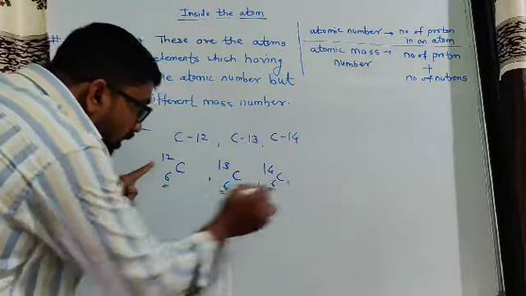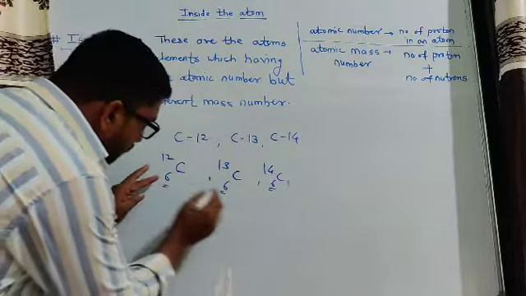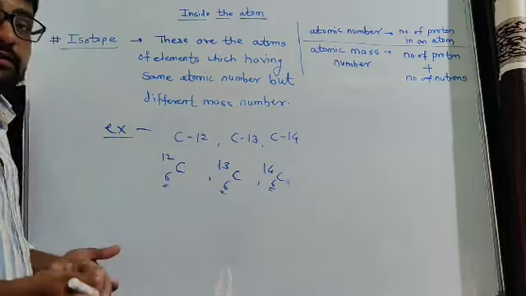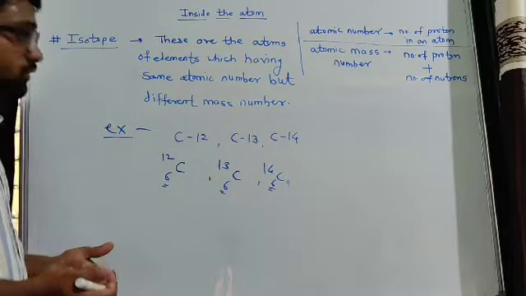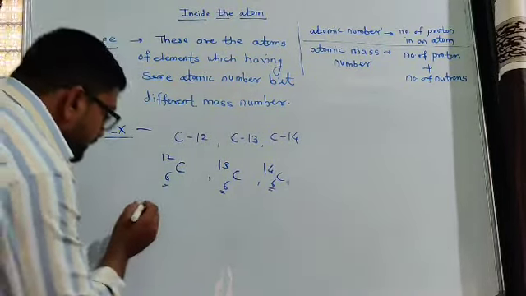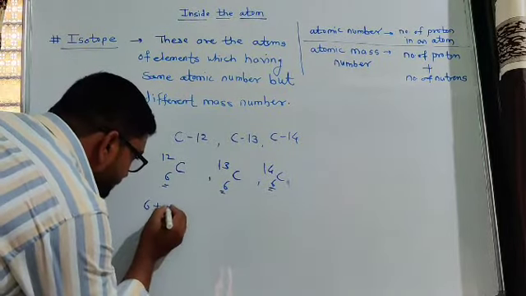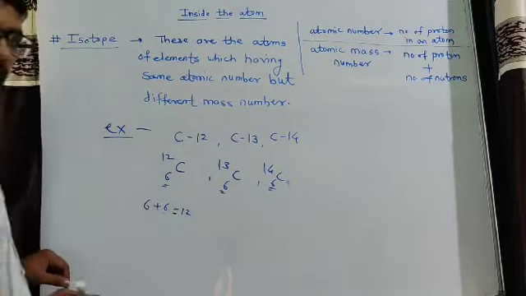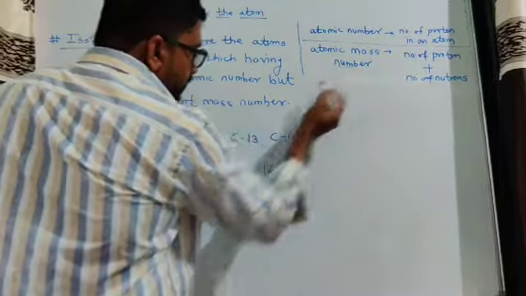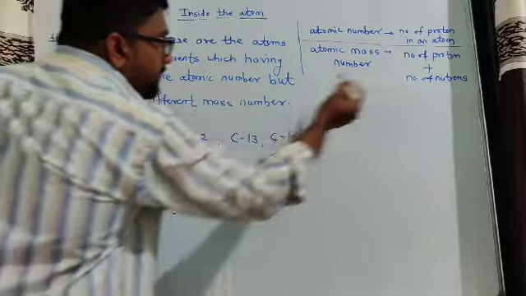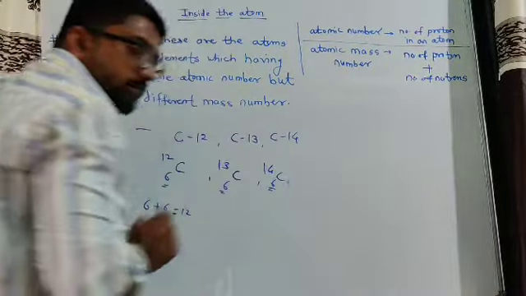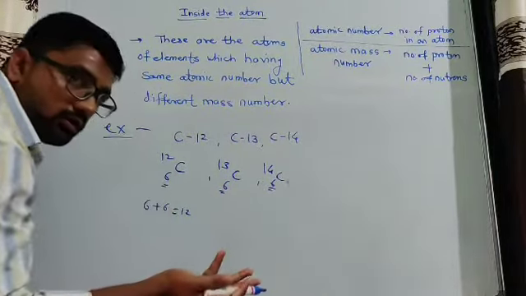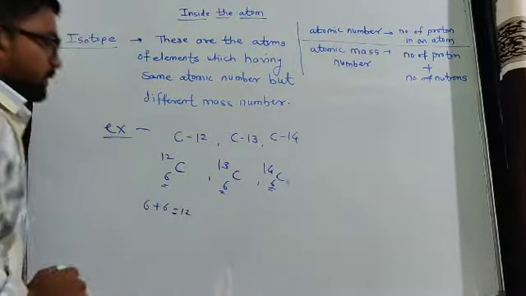So in all three atoms, the number of protons is the same. That is 6. So the difference is in the number of neutrons. Look here, 12: 6 plus 6, 12. Mass number is the number of protons plus the number of neutrons. So here 6 protons plus the remaining are simply neutrons. 6 plus 6, 12.